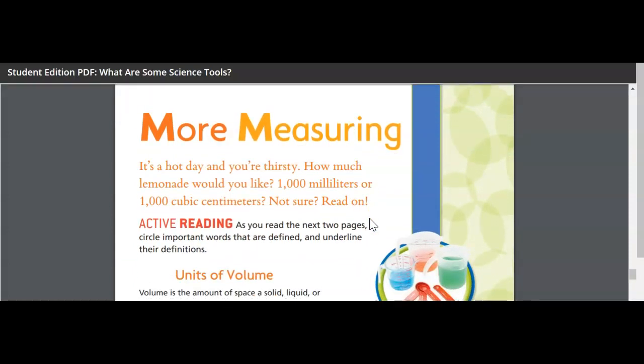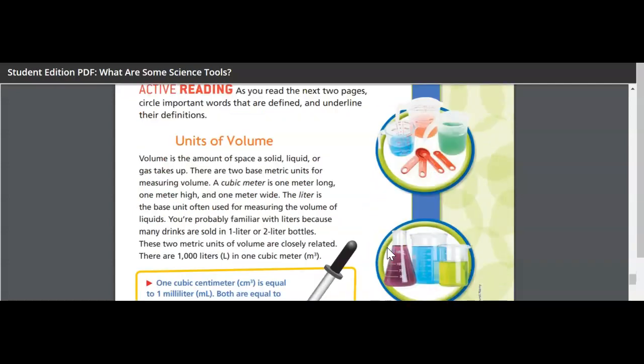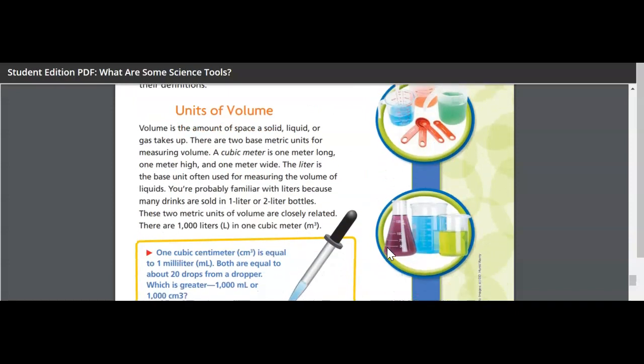More measuring. It's a hot day and you're thirsty. How much lemonade would you like? That sounds good, lemonade. 1,000 milliliters or 1,000 cubic centimeters. I'm not sure. Read on. So we need to know, based on what we're measuring, which type of unit of measurement we need. So units of volume. Volume is the amount of space a solid, liquid, or gas takes up.